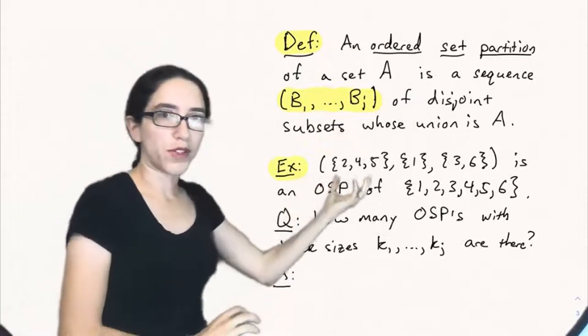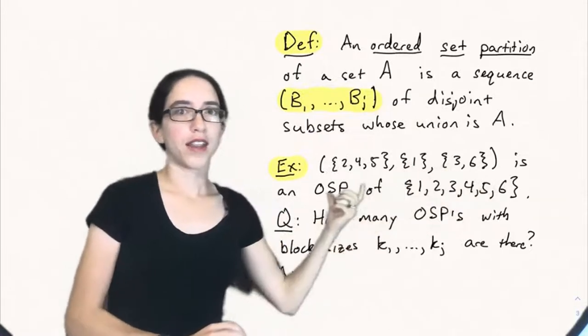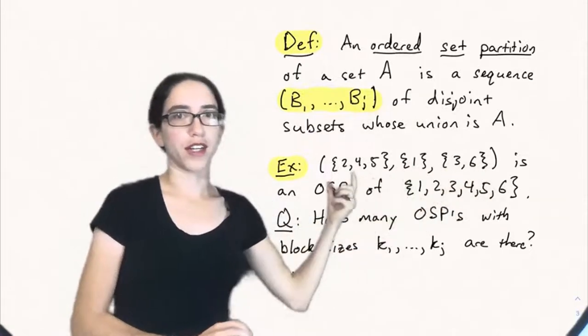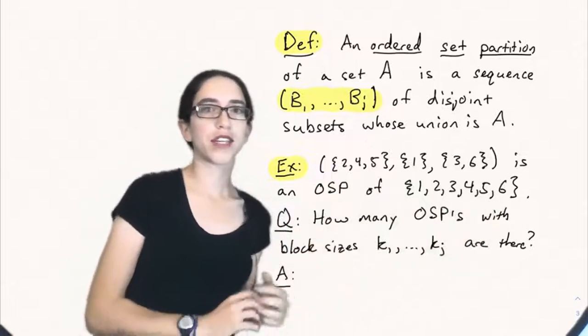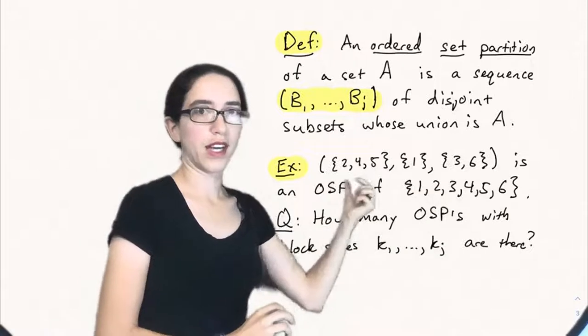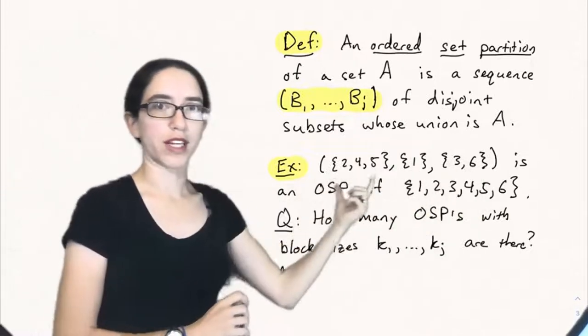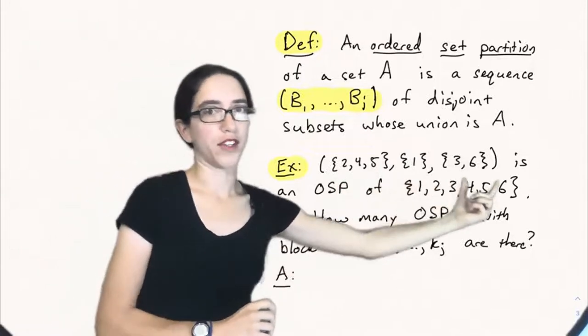As an example, 2, 4, 5, and then the set 1 and the set 3, 6, these totally partition the set 1, 2, 3, 4, 5, 6. So that's an example of an ordered set partition. Each of these numbers, 1 through 6, is in exactly one of these subsets. And here the subsets have block sizes 3, 1, and 2.